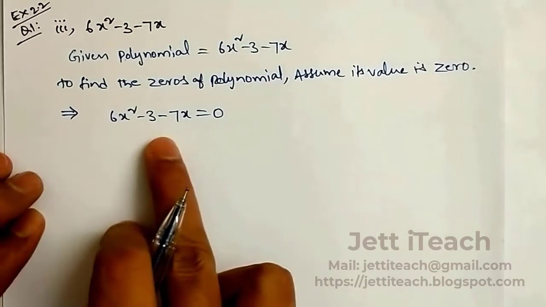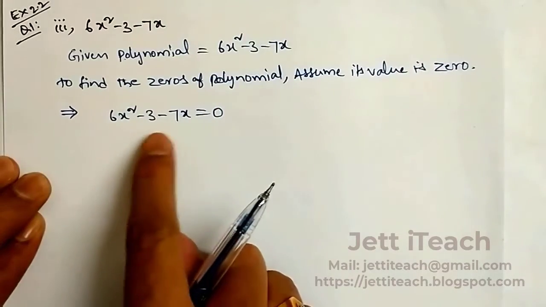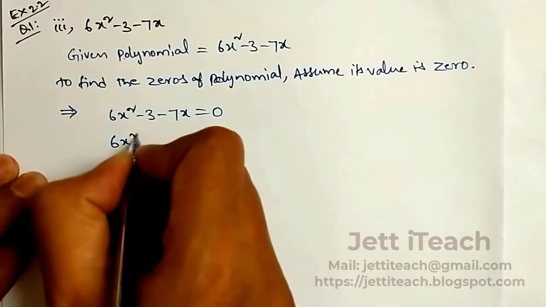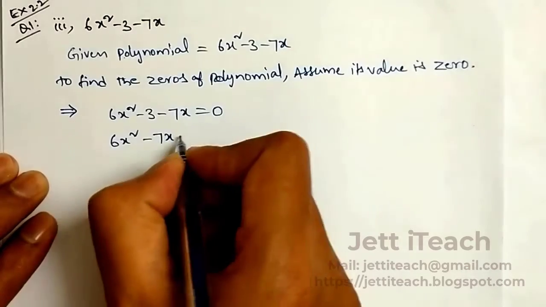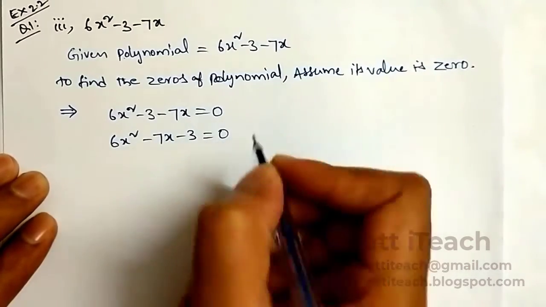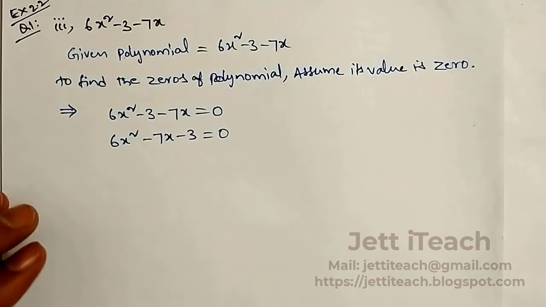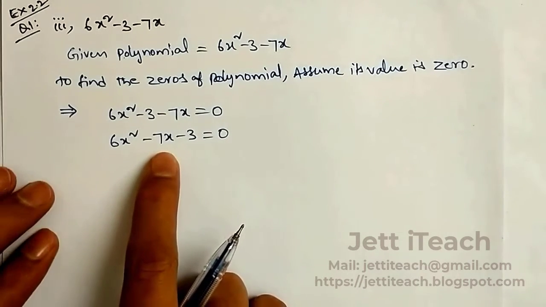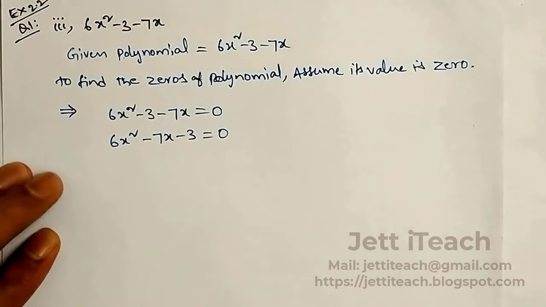If you look at this polynomial, it is not in order. You can write it in the correct order. So 6x square minus 7x minus 3 equal to 0. Now we need to split 7x into 2 terms. I will let you know how we need to split it.